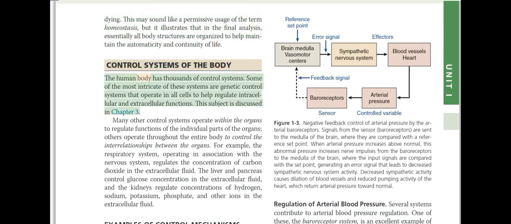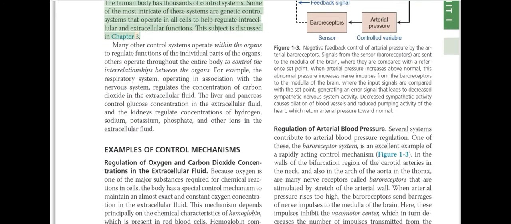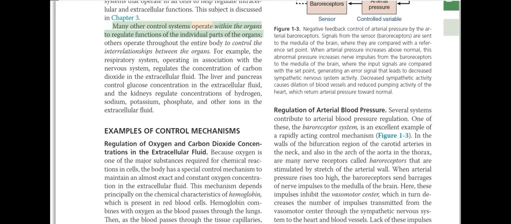The human body has thousands of control systems. Some of the most intricate of these systems are genetic control systems that operate in all cells to help regulate intracellular and extracellular functions. This subject is discussed in Chapter 3. Many other control systems operate within the organs to regulate functions of the individual parts of the organs. Others operate throughout the entire body to control the interrelationships between the organs.